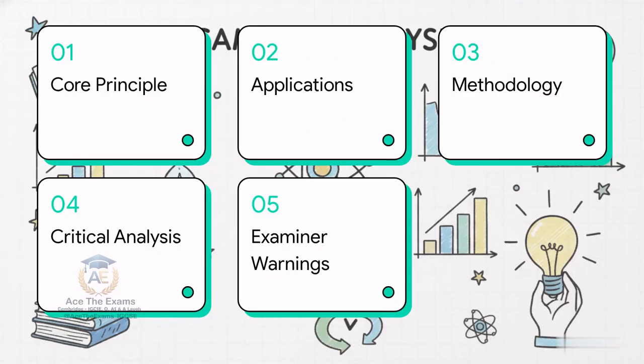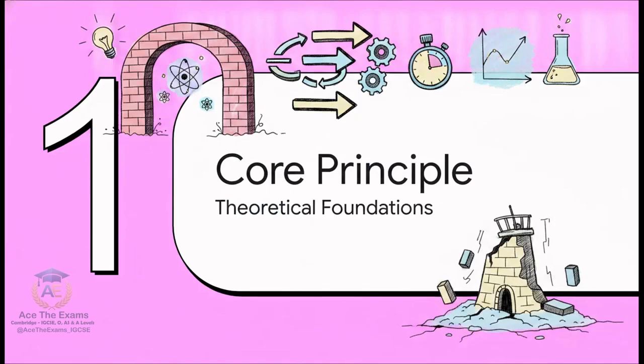To get you those marks, we are opening up the examiner's playbook. We're going to systematically break down exactly how you can maximize your grade using the structured 5-part agenda. 1. The half-life core principle. 2. Real-world applications. 3. The technical methodology. 4. Critical analysis. And 5. Top examiner warnings. All right, Section 1. The half-life core principle. Let's build that foundation.